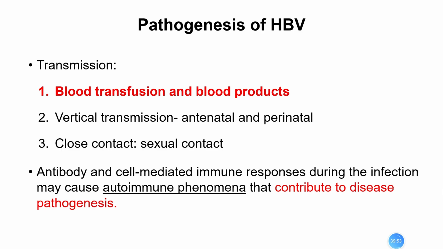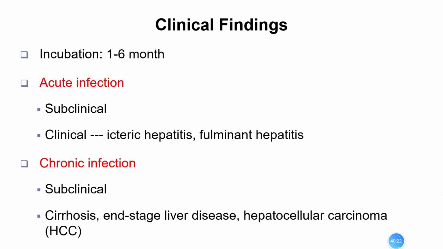the immune response, such as the antibodies and cell-mediated immune responses, can recognize the infected cell and cause some autoimmune phenomena. So the immune response can target the infected cell and kill the cell. So that's the major reason of liver damage. That contributes to the liver pathogenesis. This is HBV.